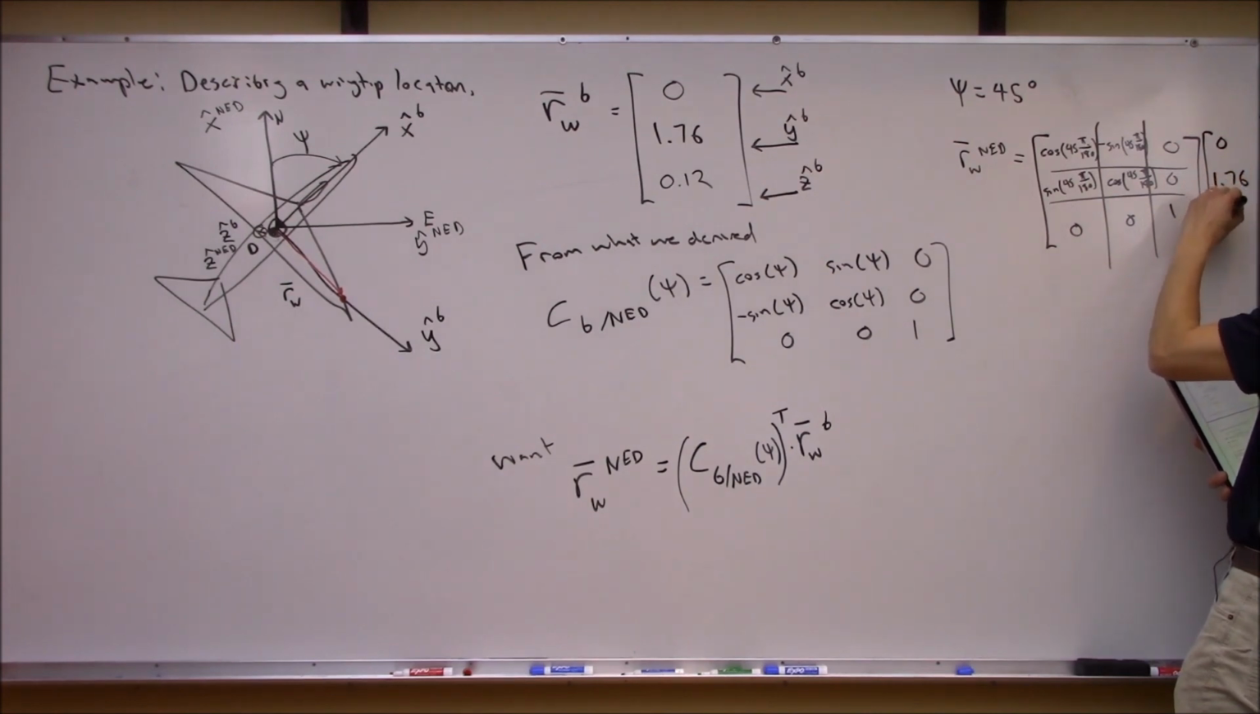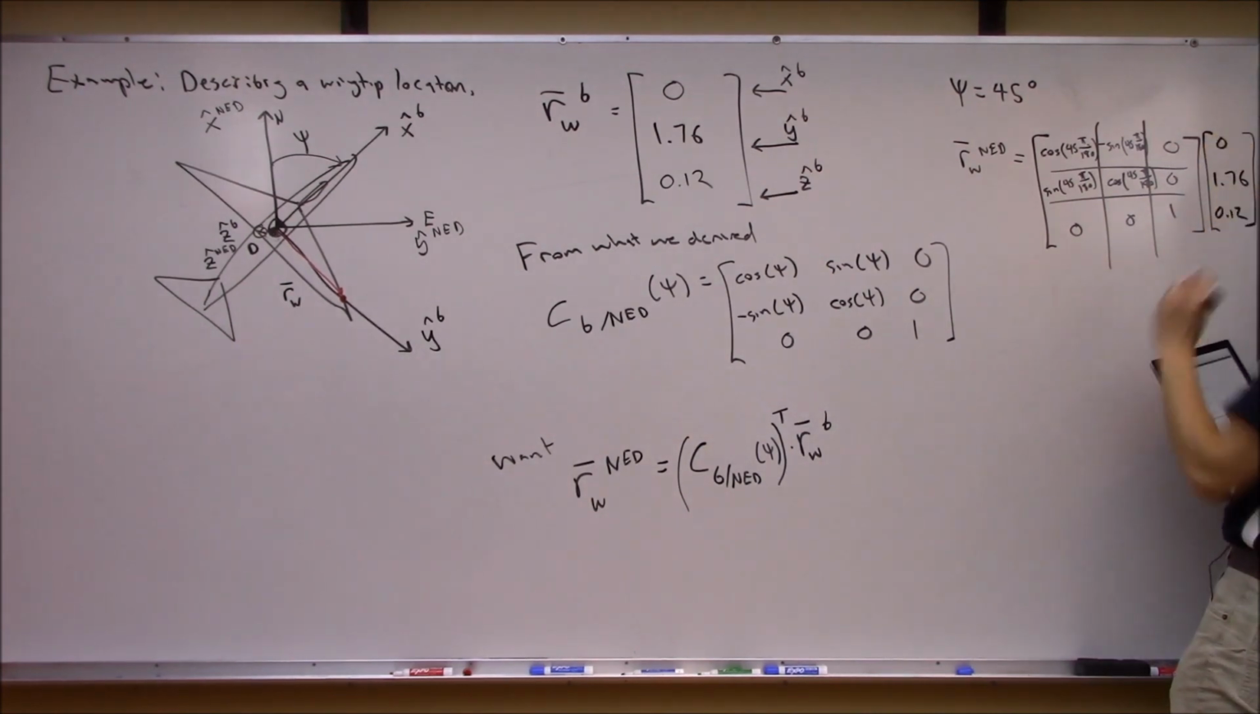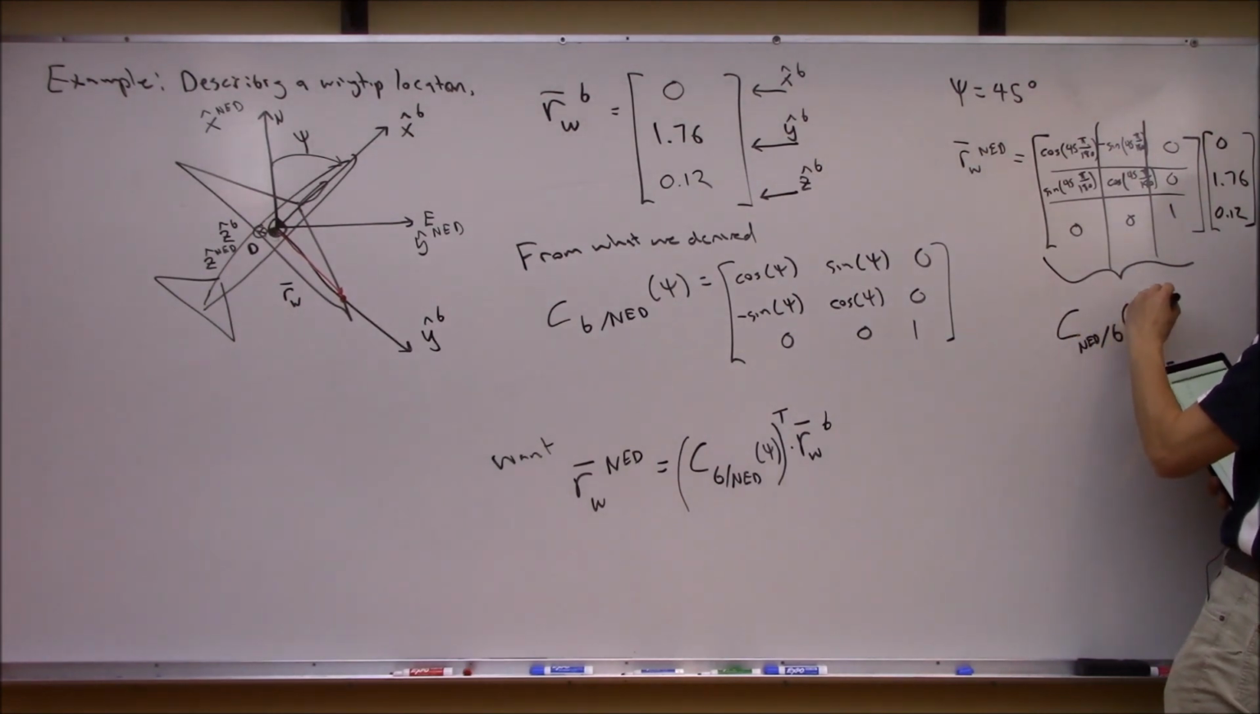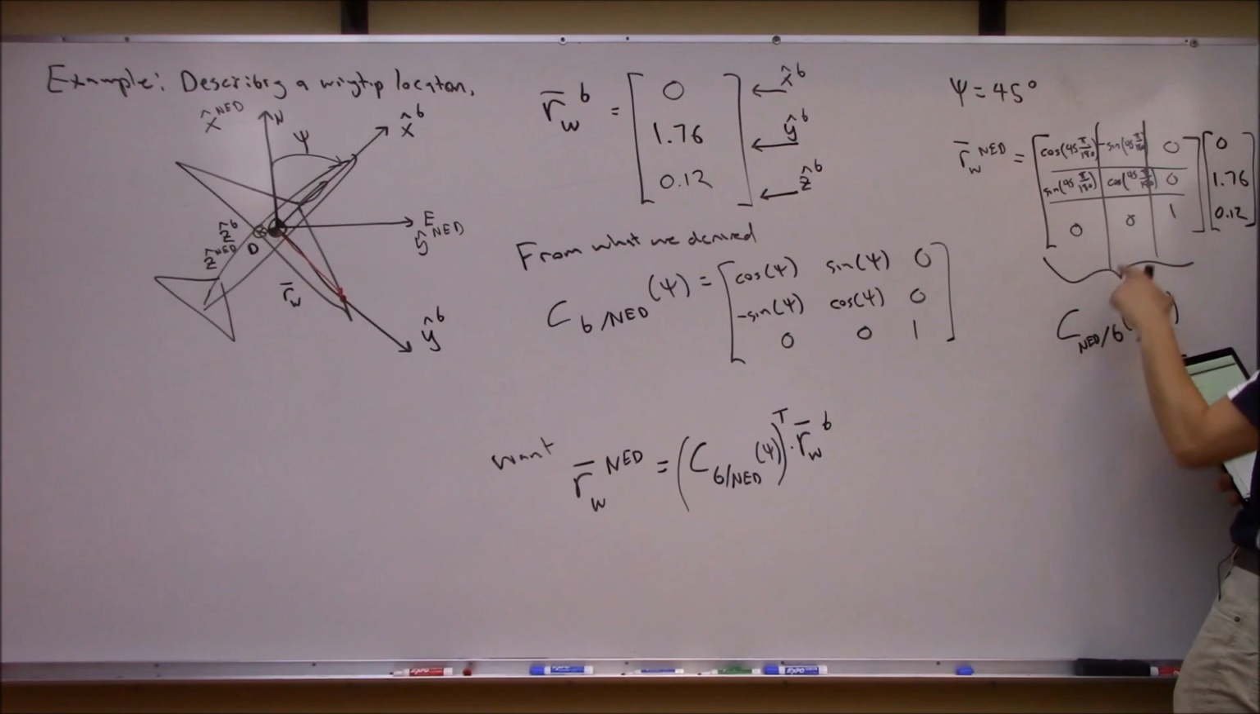1.76 and 0.12. Great. Okay, so again, this matrix here is C from the body to the north-east-down over the angle 45 times pi over 180. Right? That's what this matrix is.